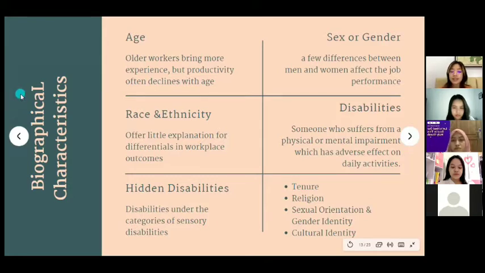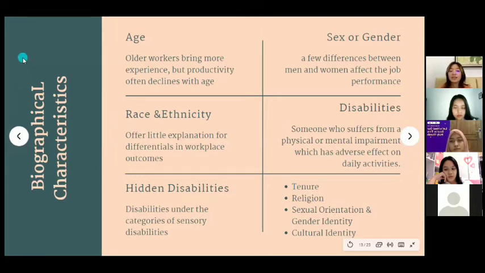The next is disabilities. A disabled person is someone who suffers from a physical or a mental impairment which has a substantial and long-term adverse effect on his ability to carry out normal day-to-day activities. This includes missing limbs, illness that requires a person to use a wheelchair, blindness, etc.